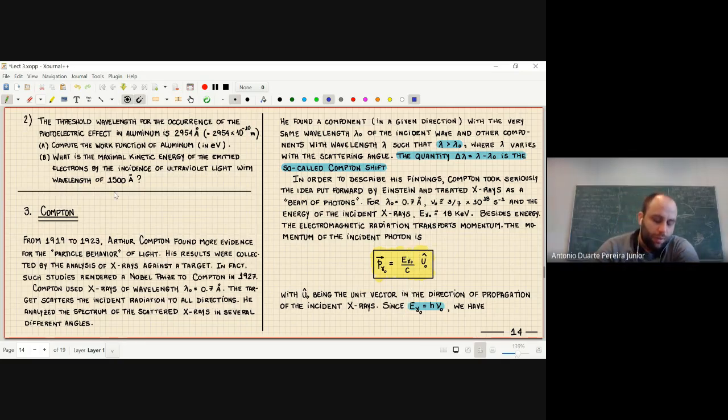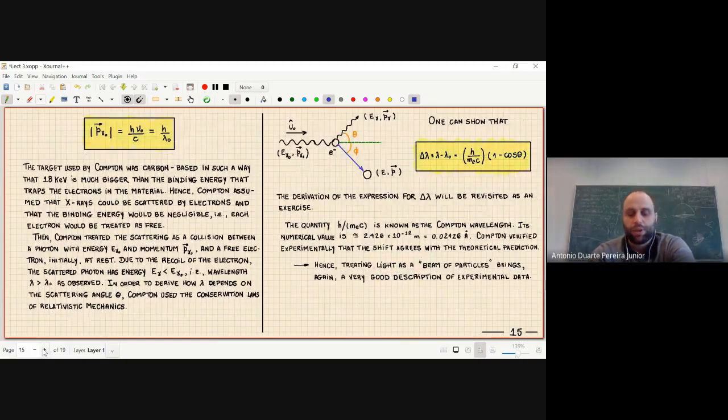So if we go now to the next slide, there is a picture of what I'm trying to describe here. Okay? So I have a photon that is traveling from the left to the right. And let's assume that my target is just an electron. This photon that is coming by has energy E gamma naught and momentum P gamma naught. And the direction that it moves is the direction of this vector u naught.